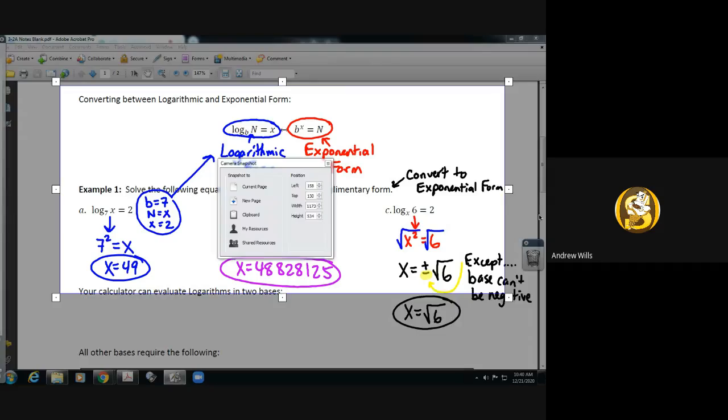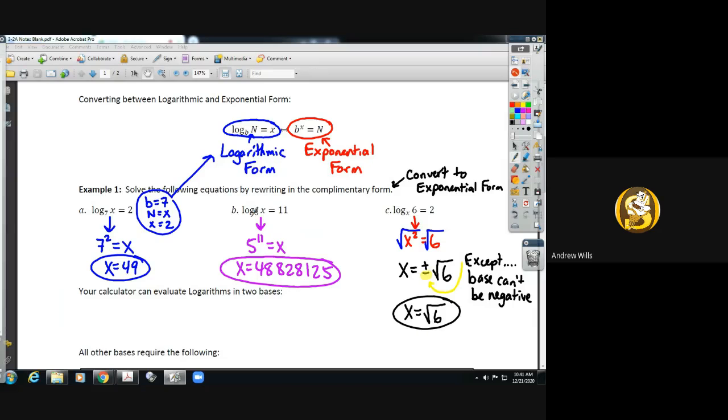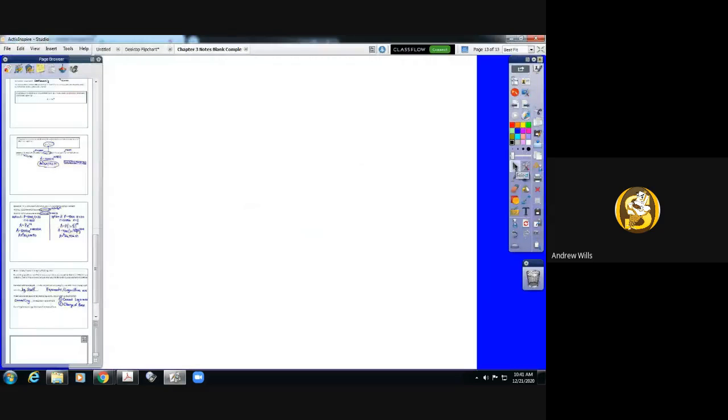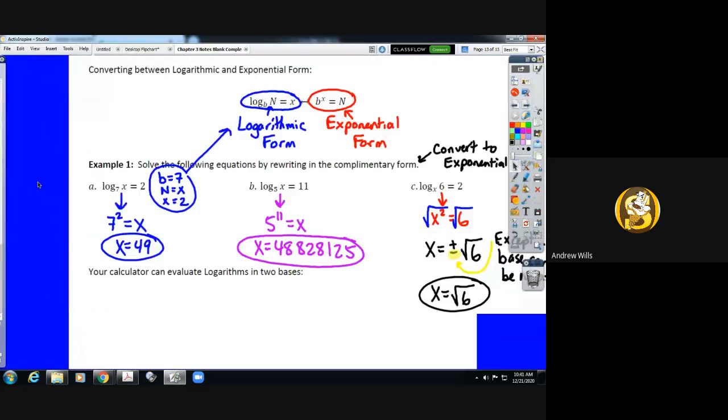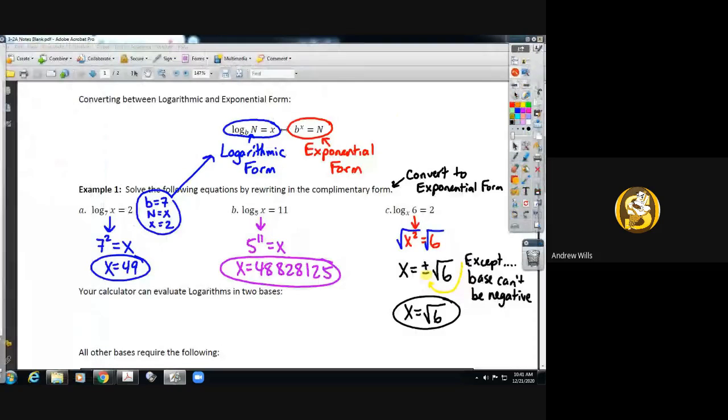Grab a picture here to throw into our notes. Any questions before we advance?